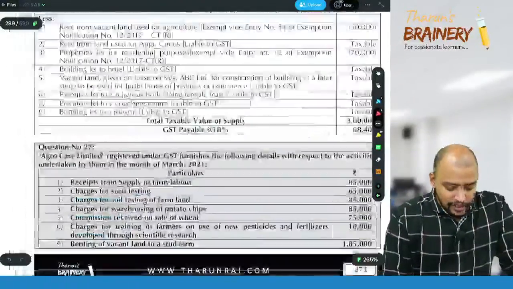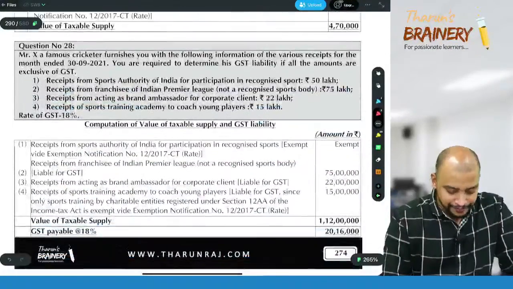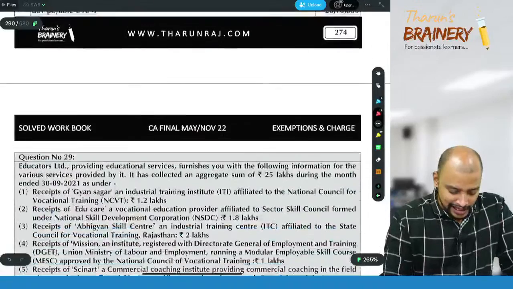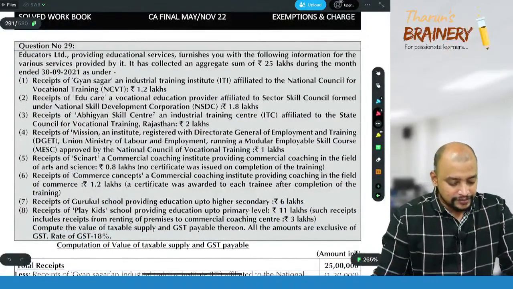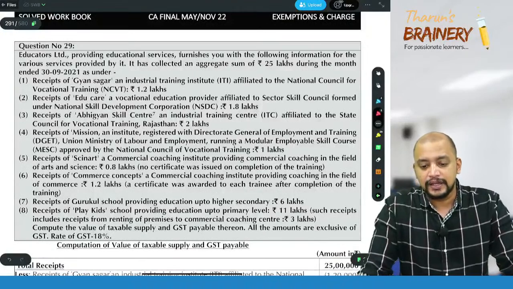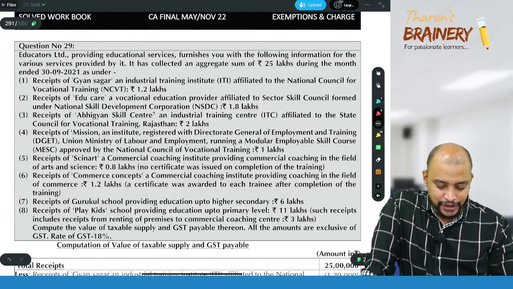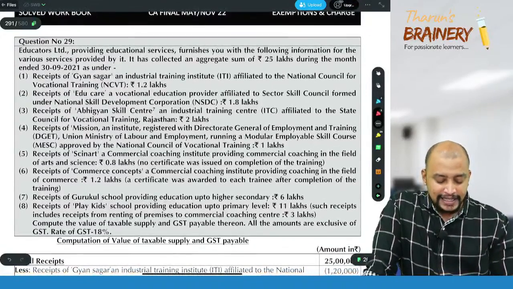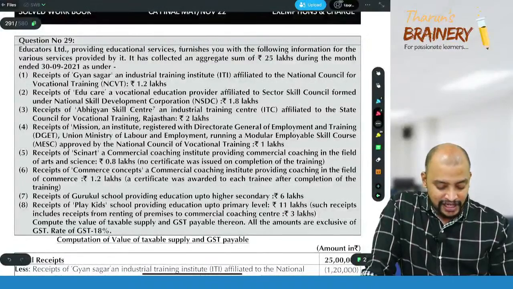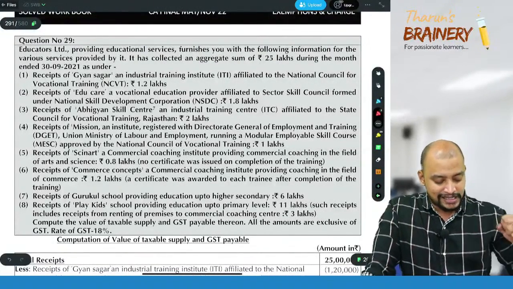Then question number 26 you try, 27 also, 28 also, 29. Educators Limited providing educational services furnishes you with the following information for the various services provided by it. It has collected an aggregate sum of 25 lakhs during the month ended 30th September 2021 as under.